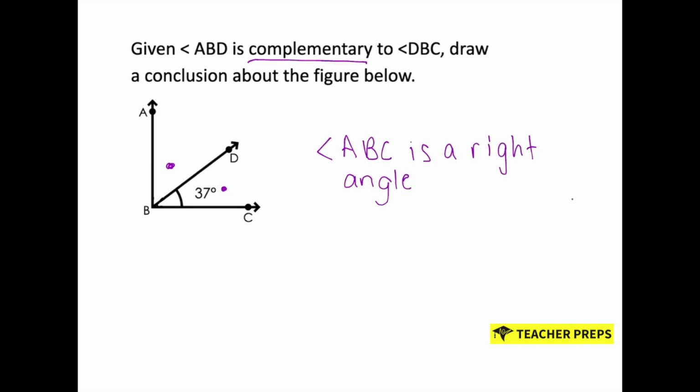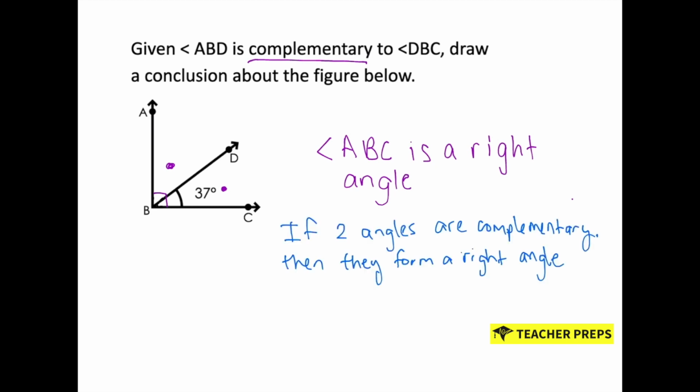Well, the conclusion that you can draw is that angle ABC is a right angle. That's because complementary means they form 90 degrees. So now the conclusion we can draw is that if two angles are complementary, then they form a right angle. We can also find this missing angle by taking 90 minus 37. That means the angle ABD is 53 degrees.